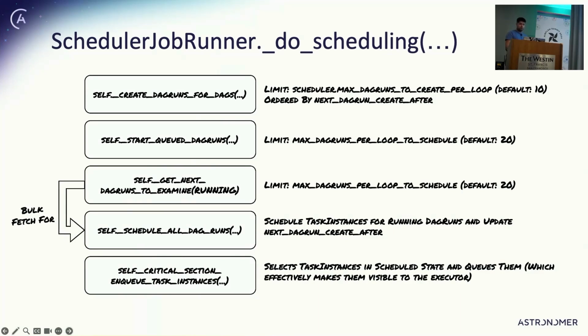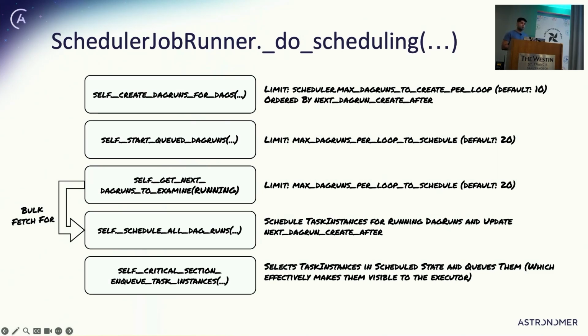So moving on to the do scheduling method here, the first step in the do scheduling method is to create DAG runs for DAGs that need DAG runs created. We do this by looking up the next DAG run create after column in the DAG model table. This is limited by a parameter called max DAG runs to create per loop because this is a relatively expensive operation. We also order this query by next DAG run create after in order to select the DAGs that are scheduled to run the soonest, which makes sense.